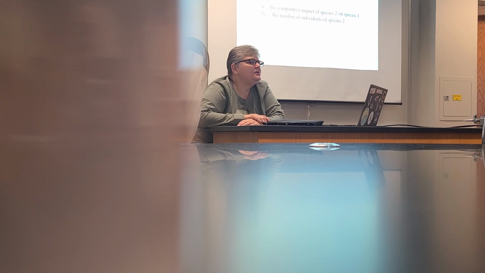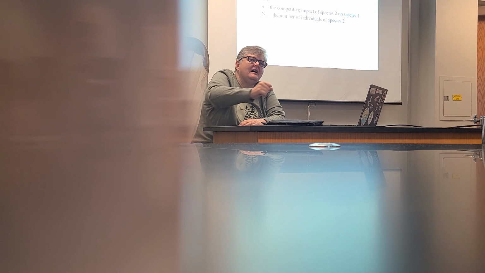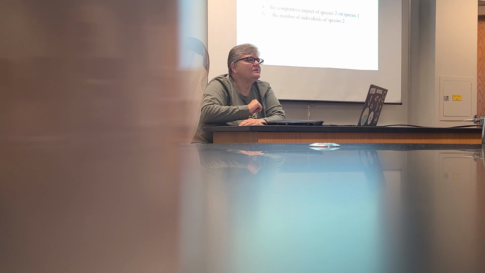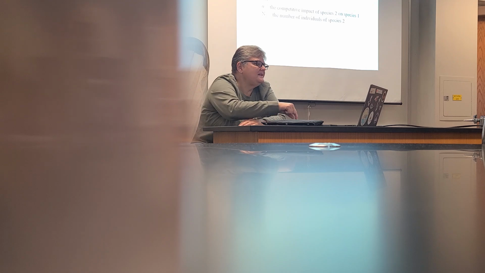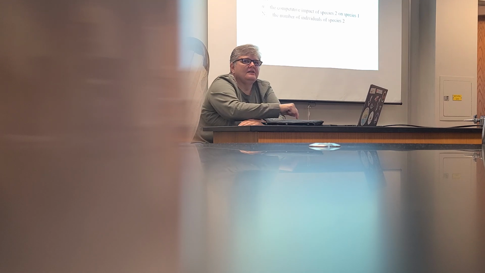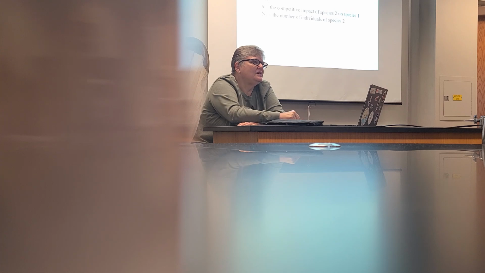Still okay? All right. And so for species 1, what we're going to do is add alpha N2. All right, alpha N2. So N2 we've got. That's the population size of species 2. Right? The alpha is the new part here. So read what alpha is carefully. It is the competitive impact of species 2 on species 1. The competitive impact of species 2 on species 1.